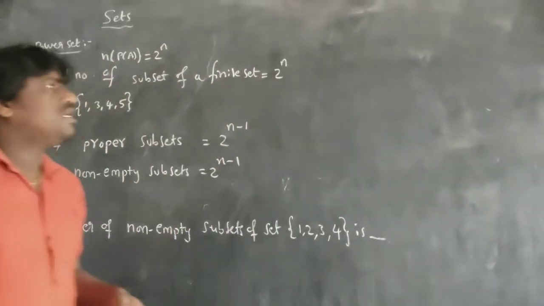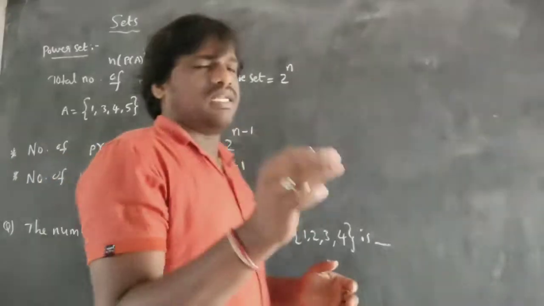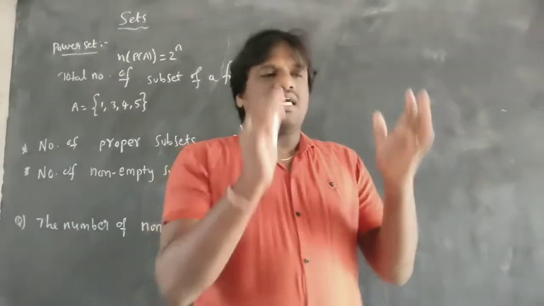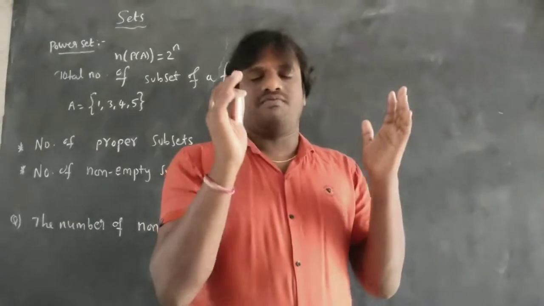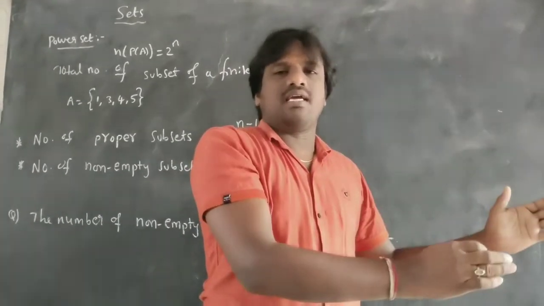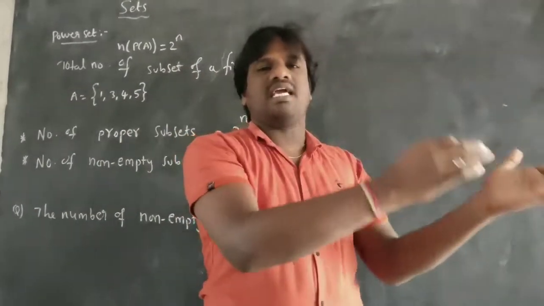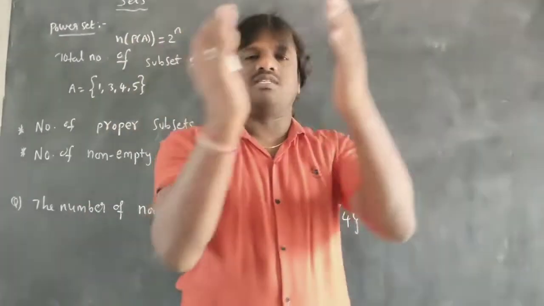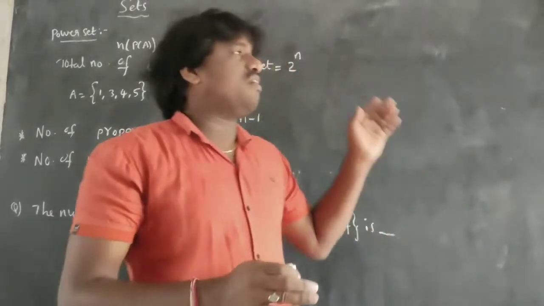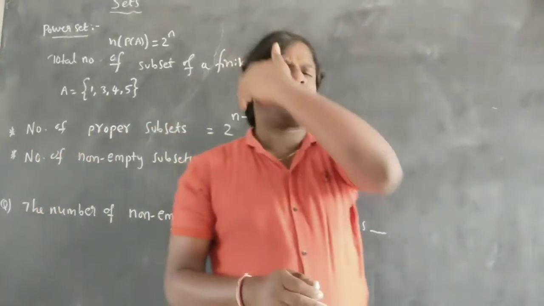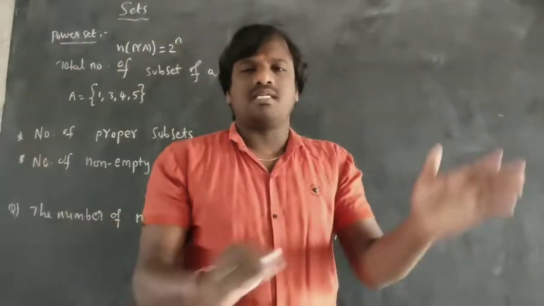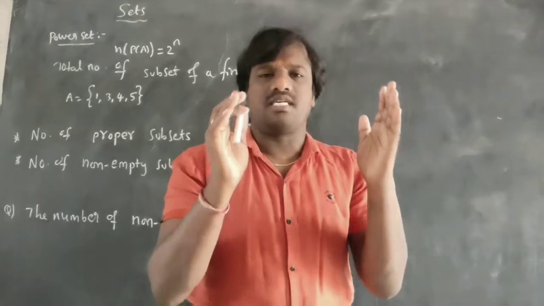Okay, let's see here. On the last day, I explained subset and power set. What is a subset? A and B are two sets. If every element of A is a part of B, then we can say A is a subset of B and B is a superset of A. Right? We call it like that. Suppose I want to say power set. What is a power set? For a given set, the collection of all the subsets of the set is called the power set.